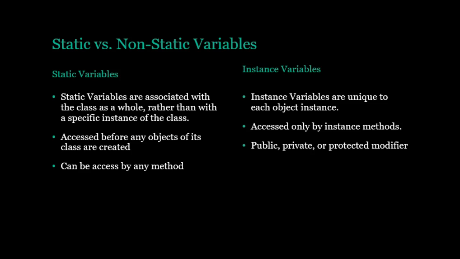Static variables are associated with the class as a whole rather than a specific instance of the class. That means they load before the instance is created and stay the same with every instance. They're called by the class name. An instance variable is unique to each object instance, uses the public, private, or protected modifier, and can only be accessed by methods of the instance.